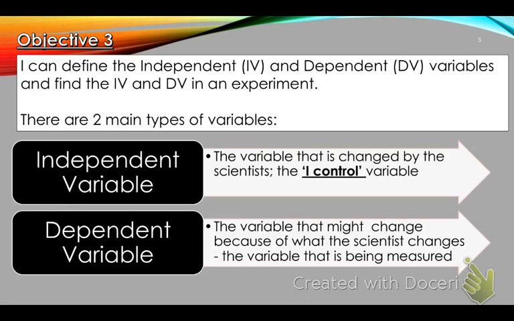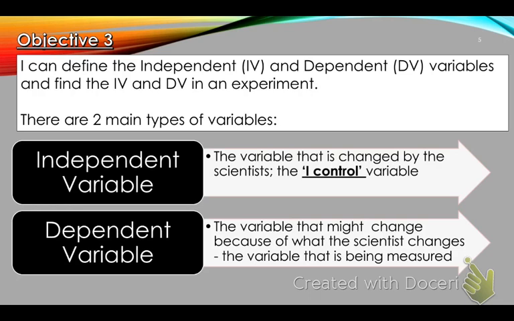Now, the dependent variable might change because of what the scientist changes, the variable that is being measured. When you're looking at an independent variable, it's the values that the scientist systematically changes in order to see what effect the changes have. A well-designed experiment has only one independent variable in order to maintain a fair test. If the experimenter wanted to change 2 or more variables, it would be harder to explain what caused the changes in the experimental results. For example, someone trying to find out how quickly water boils could alter the volume of the water or the heating temperature, but not both. So that is one of the reasons why the independent variable is something that you control.